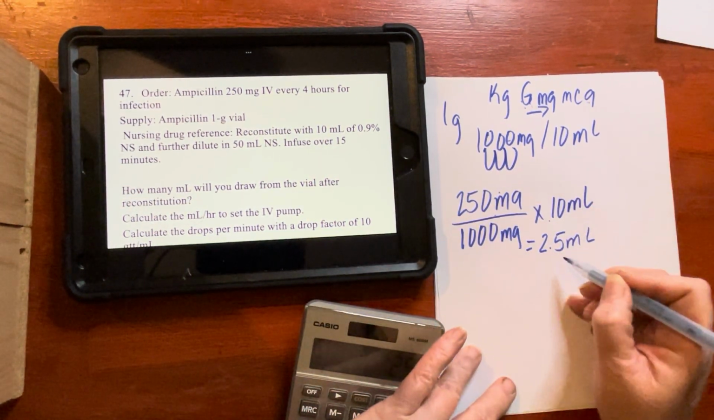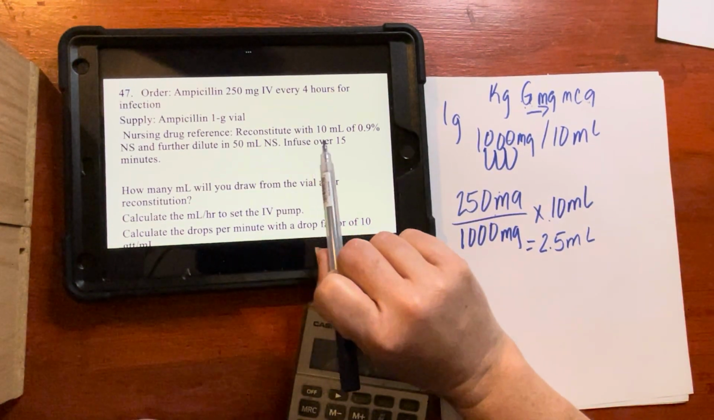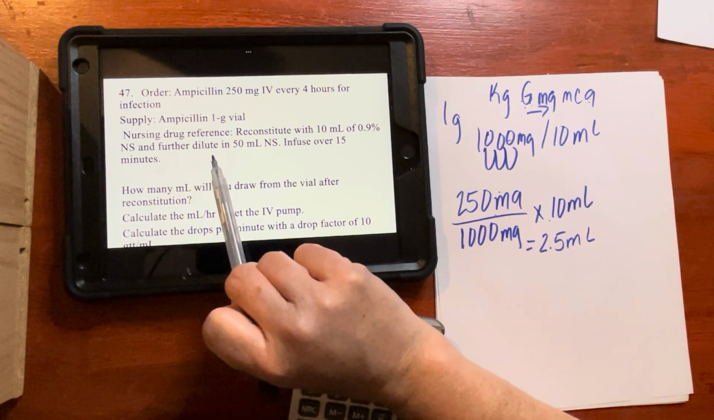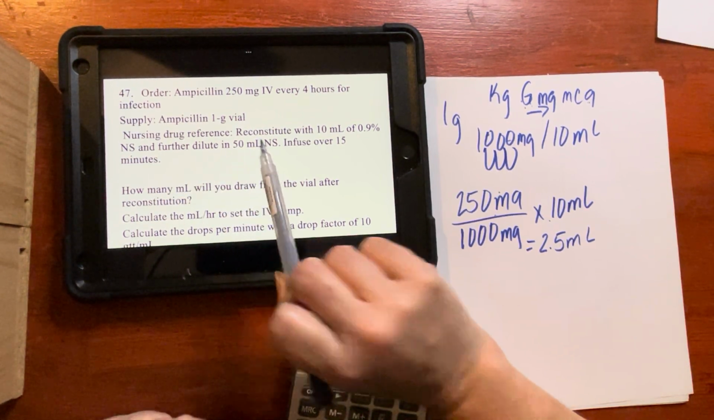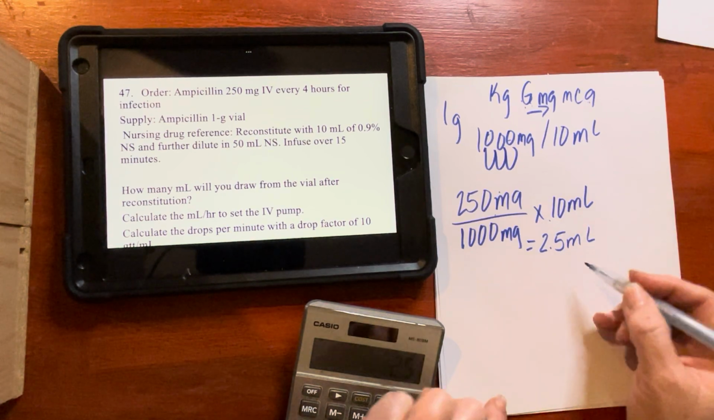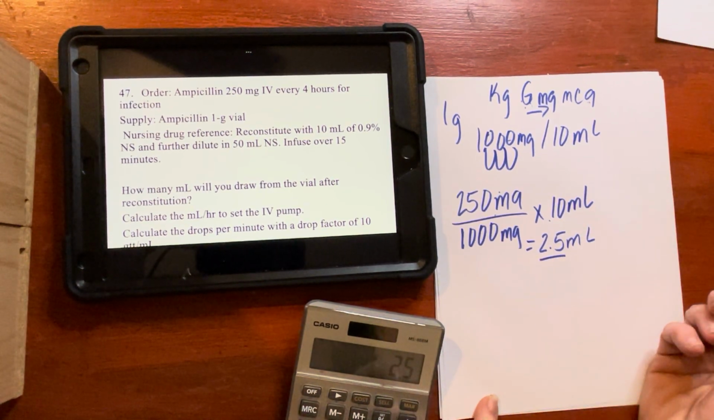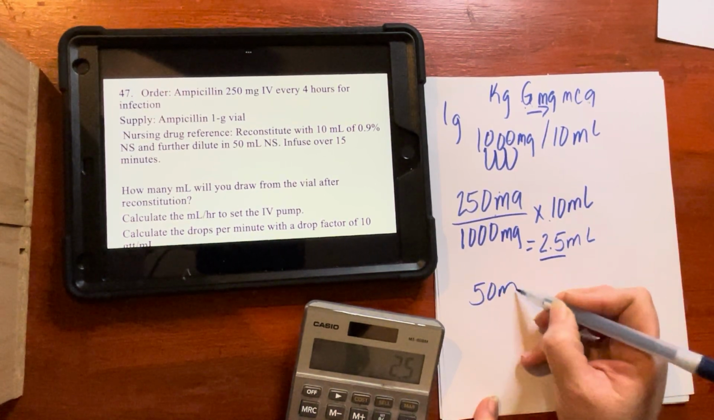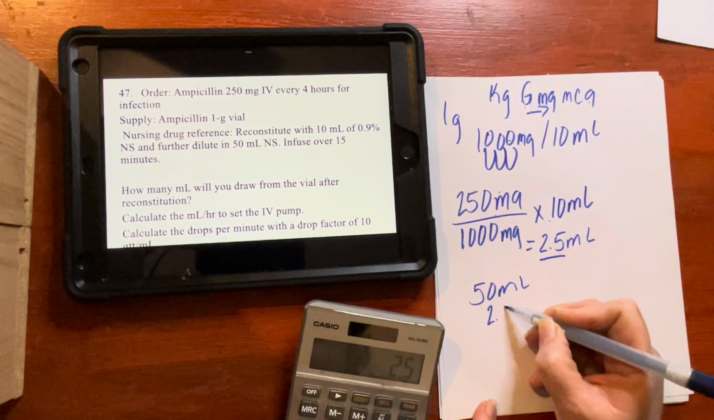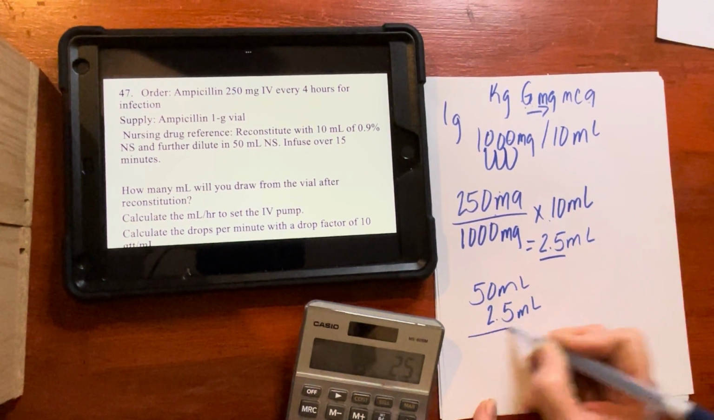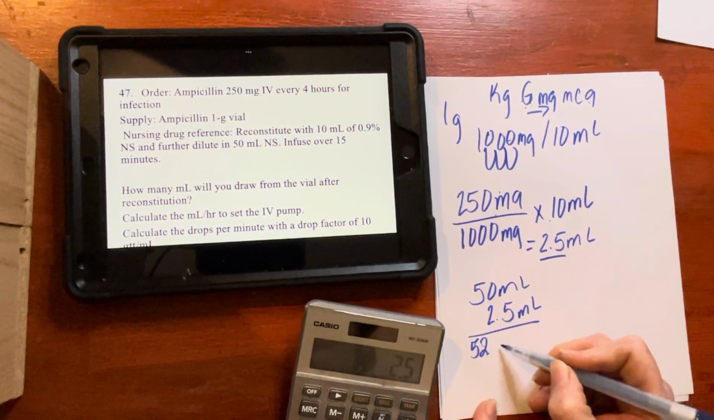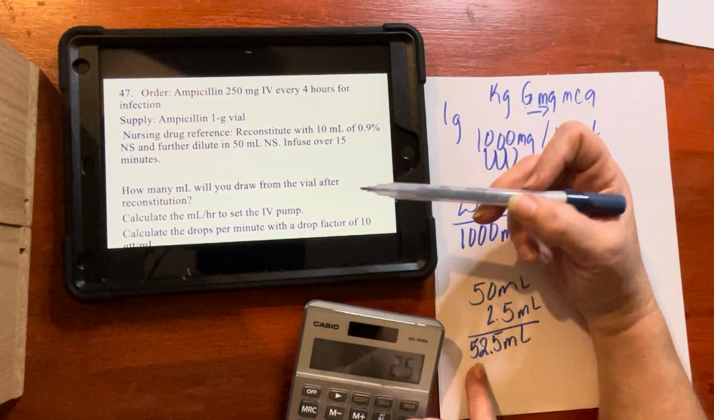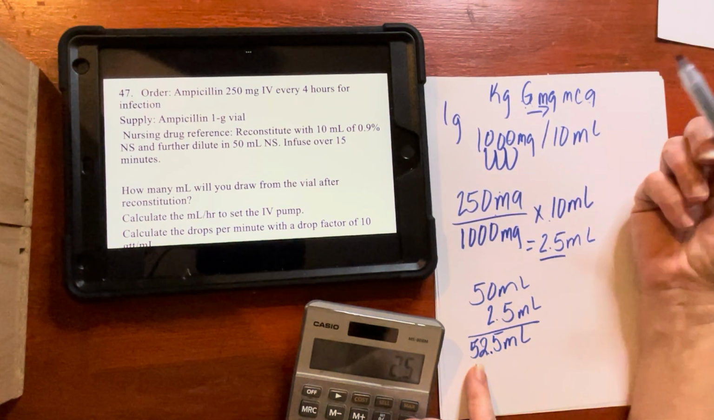So then we have to take that 2.5. You see it says reconstitute with 10 milliliters of normal saline, and then further dilute in 50 milliliters of normal saline. So how much did we pull out? 2.5. And we're going to put it in a bag of 50 milliliters. So we're going to have to include these 2.5 milliliters. It's going to be 52.5 milliliters will be the total volume for us to calculate it with.